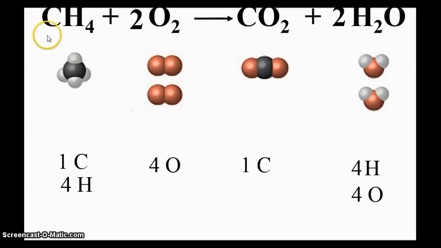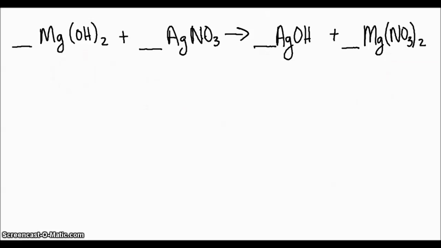And so both of these are assumed here to be 1, and then we have a coefficient of 2 in front of my oxygen, and a coefficient of 2 in front of my water. Okay, so my final example here, you may want to pause it real quick and just write this down.